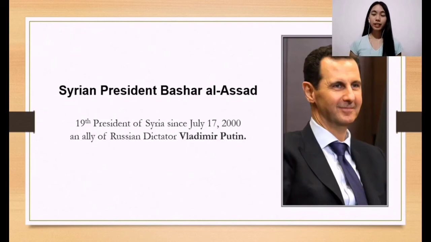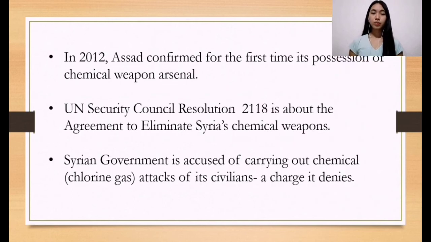Syrian President Bashar al-Assad has been the 19th president of Syria since July 17, 2000. He is an ally of Russian leader Vladimir Putin. In 2012, Assad confirmed for the first time its possession of a chemical weapons arsenal. Syria threatened to deploy chemical weapons against foreign aggressors but stressed that it would never use them on civilians. It is a weapon used to protect its country from foreign enemies, and they said they won't use it on civilians.